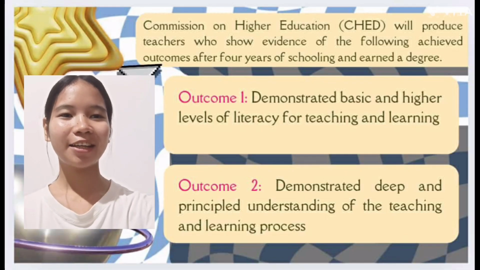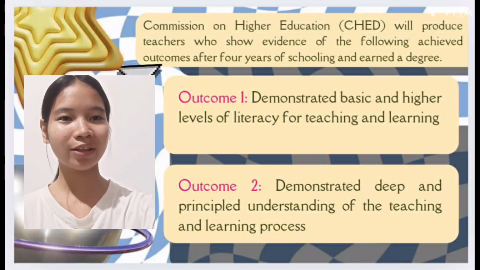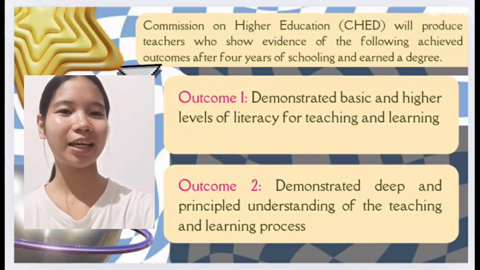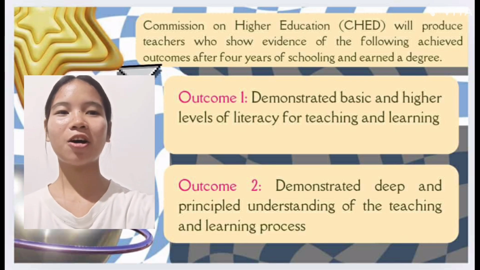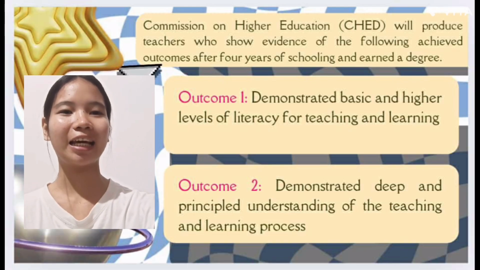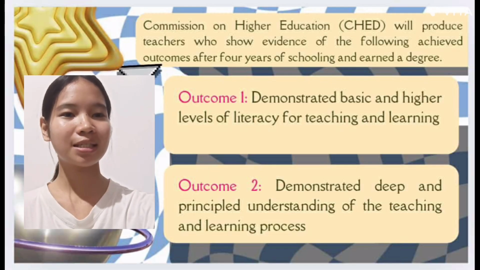Commission on Higher Education, or CHED, will produce teachers who show evidence of the following achieved outcomes after 4 years of schooling and earned a degree. Outcome 1 is all about demonstrated basic and higher levels of literacy for teaching and learning. This means that as future teachers, we should have strong communication skills.